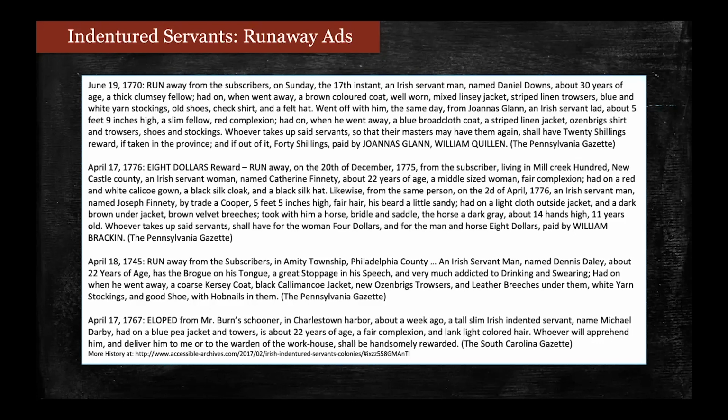an Irish servant lad, about 5 feet 9 inches high, a slim fellow, red complexion, had on when he went away a blue broadcloth coat, a striped linen jacket, Ozenbrigg shirt and trousers, shoes and stockings. Whoever takes up said servants, so that their masters may have them again, shall have 20 shillings reward if taken in the province, and out of it 40 shillings paid by Johannes Glan, William Queeling.